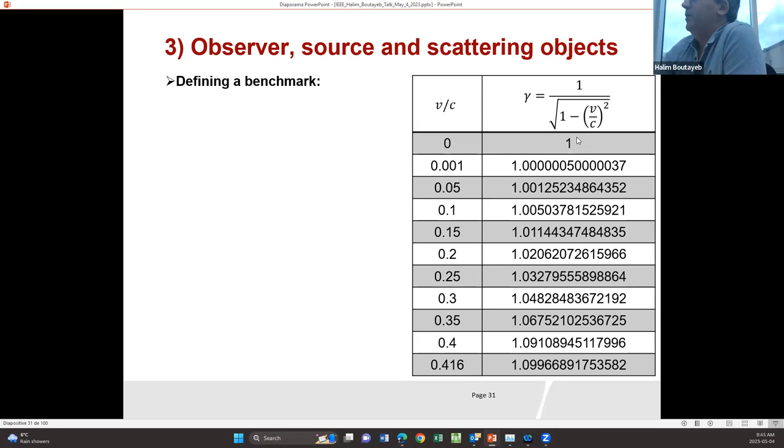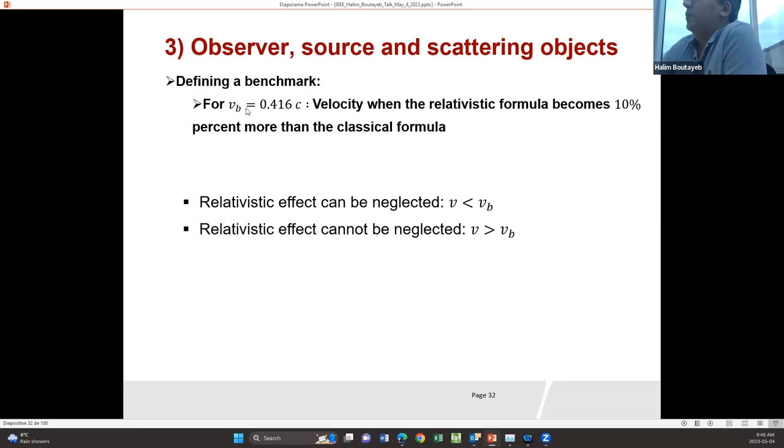You can see that for zero, gamma is one, and then we increase here. What we can see is that gamma becomes more than 10% above one after v over c equals 0.516. Before that, it's less than 10% compared to one, so it doesn't have a big effect. We can neglect the gamma factor up to a 10% effect. And after that, the gamma factor will have more and more effect. So here we define this benchmark and say that when we are lower than this value, the relativistic effect can be neglected, and it cannot be neglected when we are higher than this value.